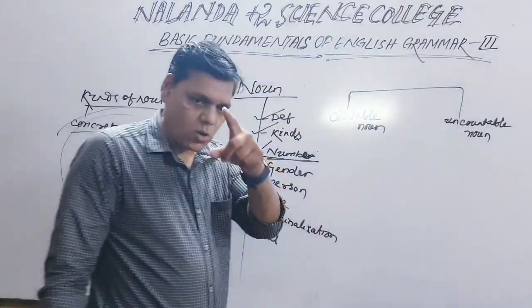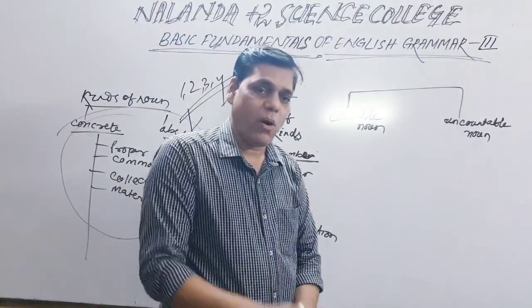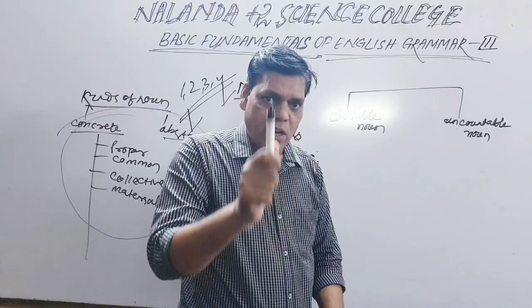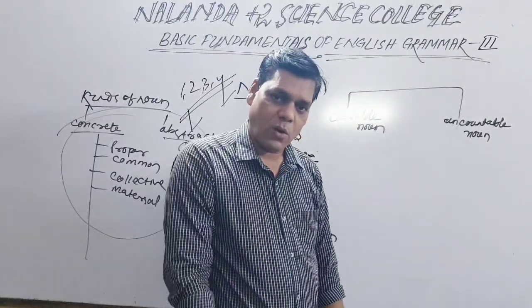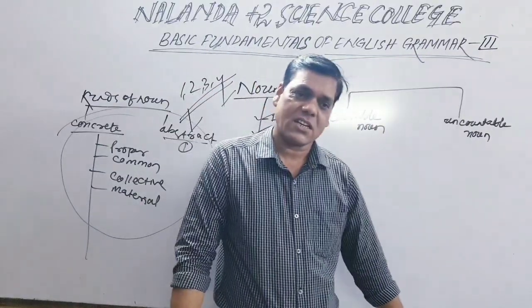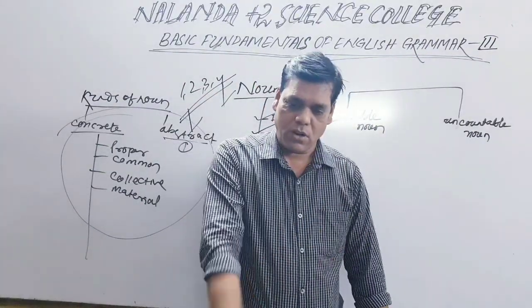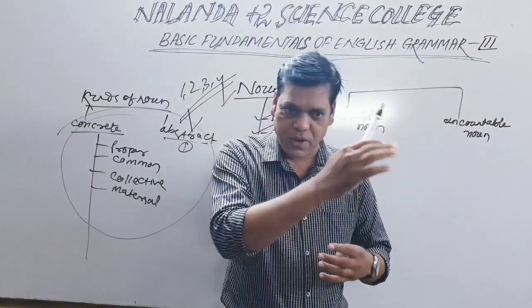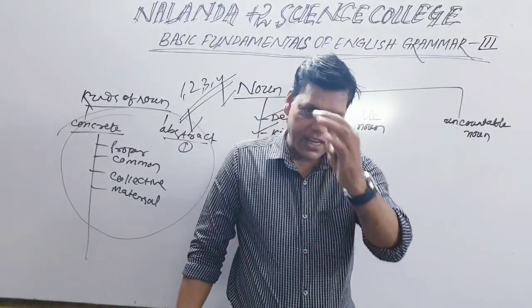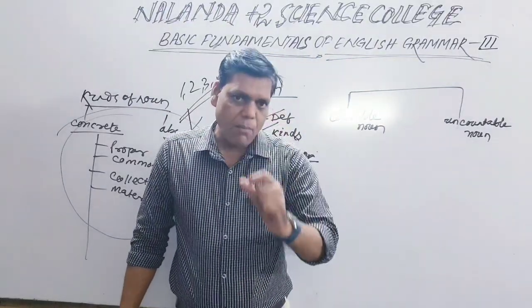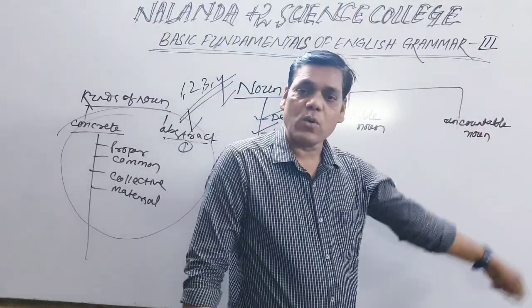Now students, a question may come up to your mind: what is countable noun? A noun that we are able to count is called countable noun. A noun that we can express by using number is called countable noun. A noun that we are unable to count, we may express it as a unit, by using the quantity, by using the amount, is called uncountable noun.